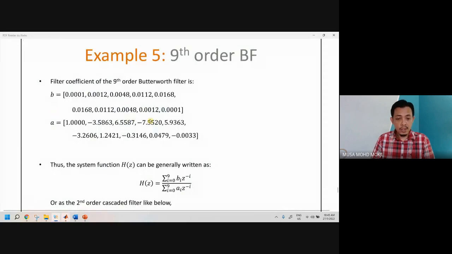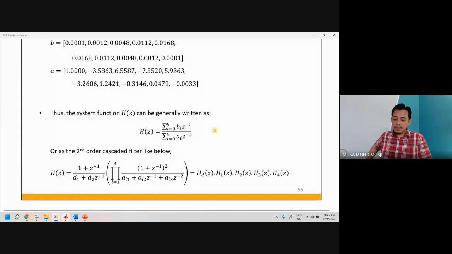Okay, so this is what we have. What I'm trying to show here is that I'm highlighting one of the terms here. So let's see what it is. Actually, this is a general form of the H(z). So you have i from 0 up to 9 because this is the ninth order.